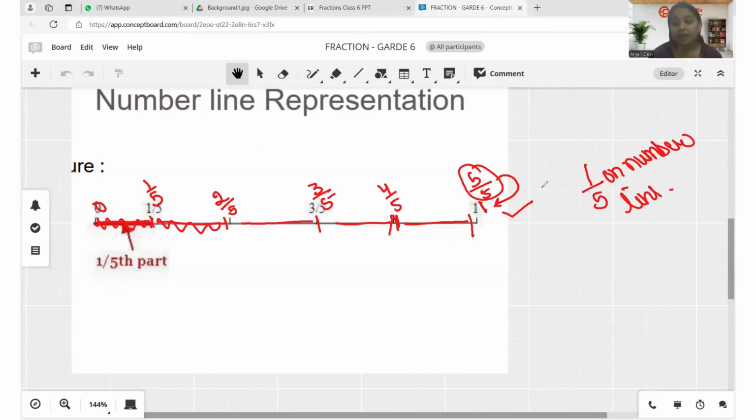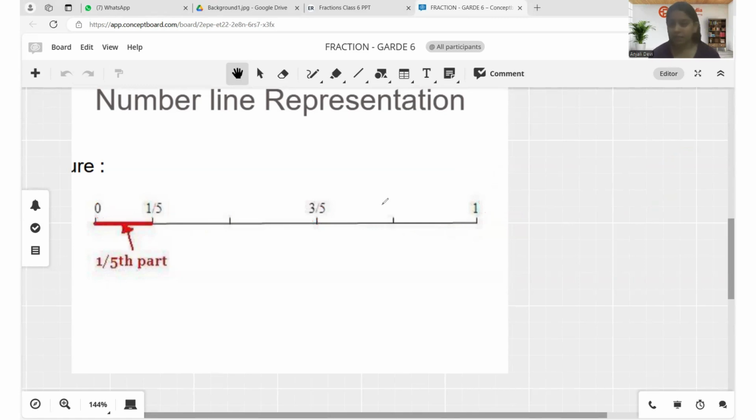So if I tell you to represent 1 by 5 on a number line, what you are going to do is color the first division on the number line and you will be sorted. Supposedly the number line remains the same, but I increase the number of divisions you need to color. If I tell you to color 3 by 5 divisions of what is present on the number line, we have one division colored, a second division colored, a third division colored. That's how we get 3 by 5.